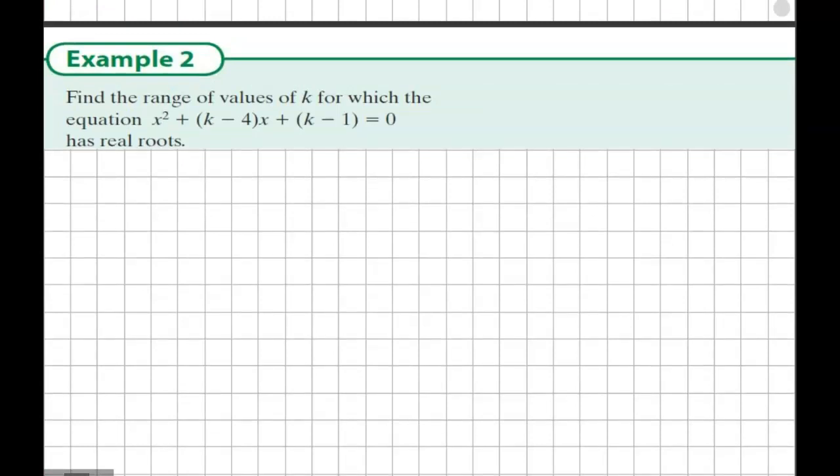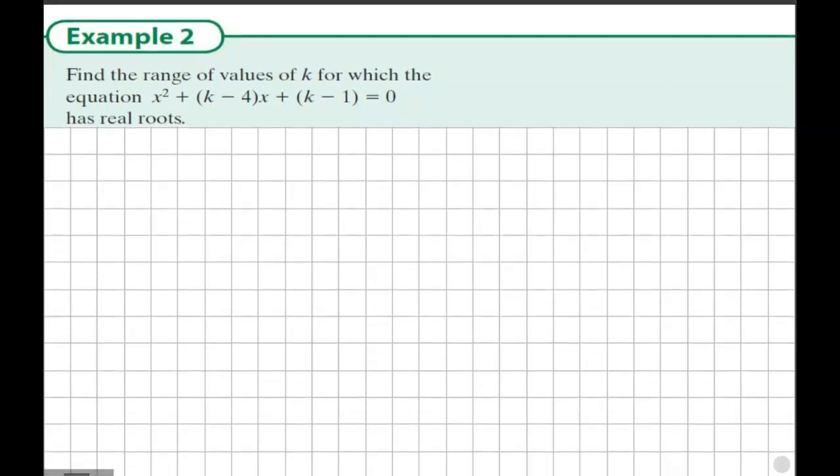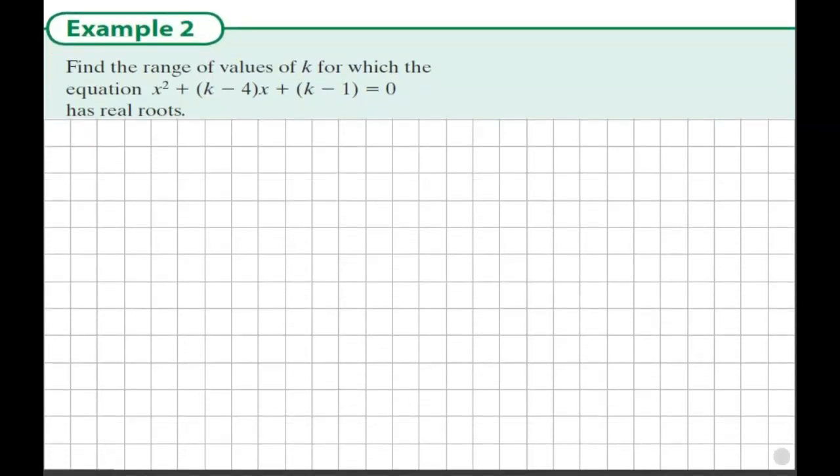I'm going to do an example here. We're asked for which values of k will give a quadratic that has real roots. Now that's an equation, but you're getting a range of values, so there's an inequality going on here. What I need to do is pick out the b. So b is k minus 4, a is 1, and c is k minus 1.